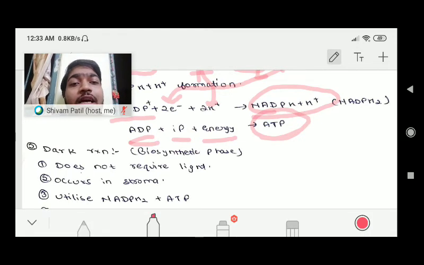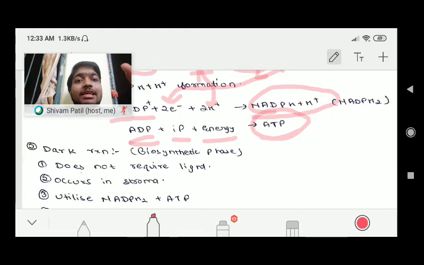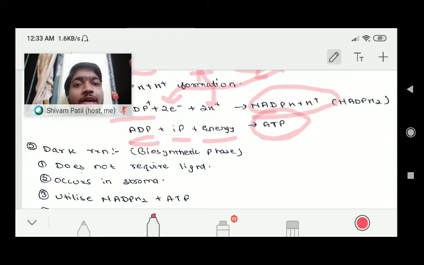Now, the dark reaction does not require light. That is why it is known as the dark reaction. It does not mean that the dark reaction can occur only in the dark. It is a misnomer. So it can occur at daytime, it can occur at night time. It can, but it does not require light. That's why it is the dark reaction.